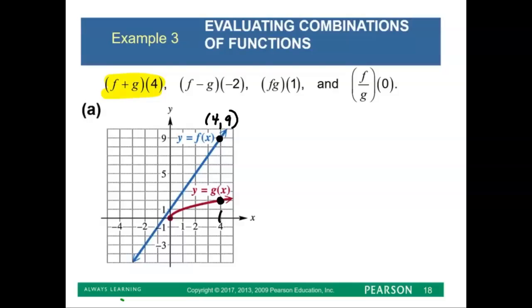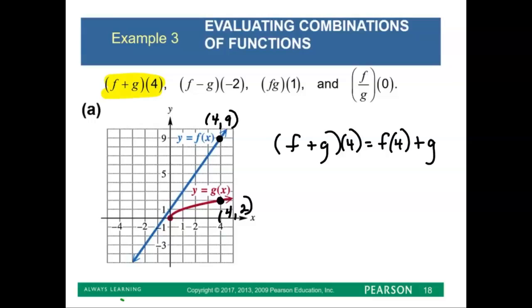g(4) is right here. That's the ordered pair (4, 2). So if I want to find (f + g)(4), I just split that up as f(4) plus g(4). We already said that f(4) is 9 and g(4) is 2. 9 and 2 will make 11.